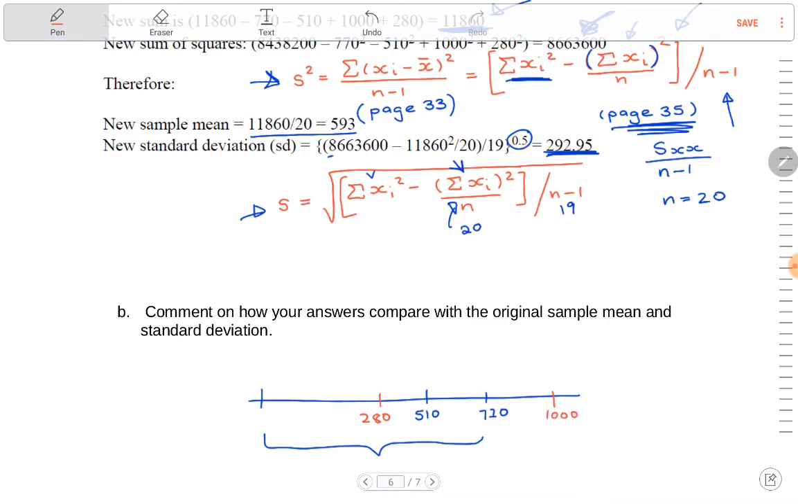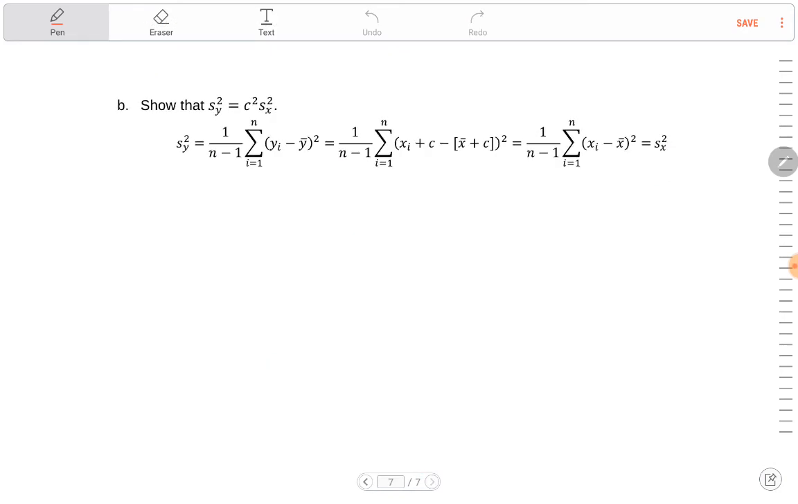Now, if you look at how spread out the data is, it's now wider because you've added a bigger value. So that is what they mean, that you replaced the old values with bigger values. Therefore, you expect a larger standard deviation.